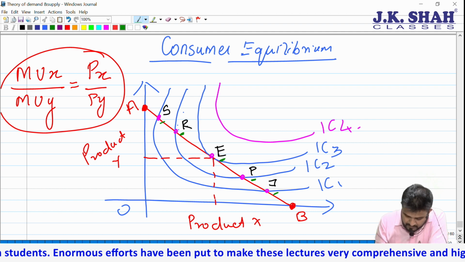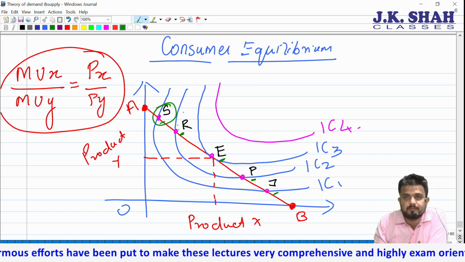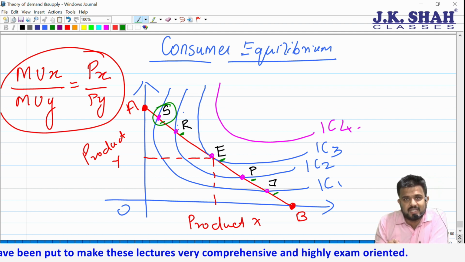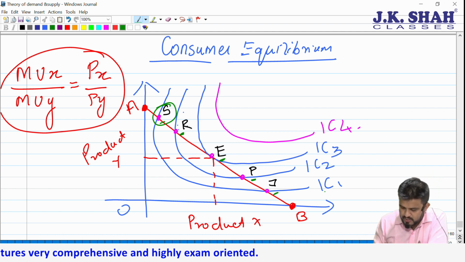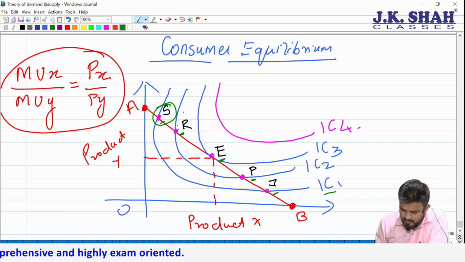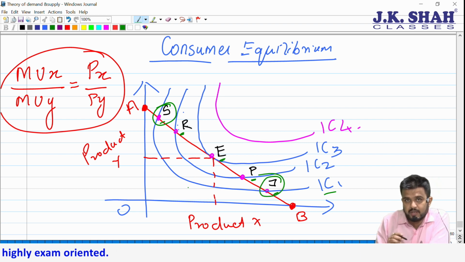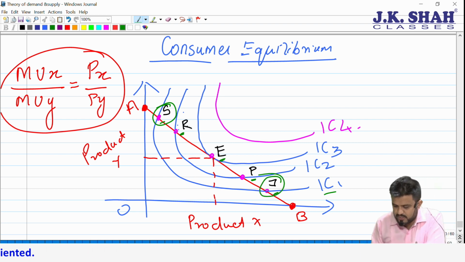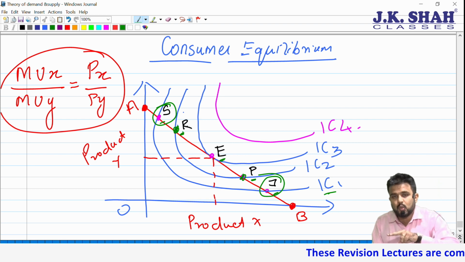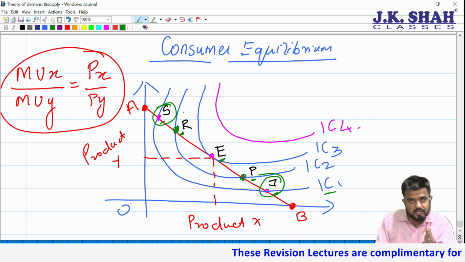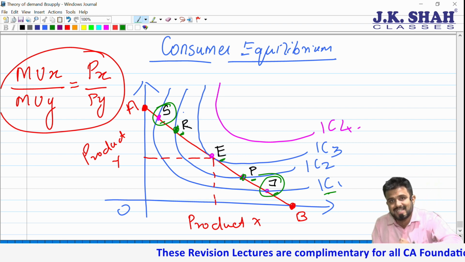Now if I select point S, it is on my budget line but satisfaction is the lowest because it is sitting on IC1. Same goes with J. It is on my budget but satisfaction is lowest. Point R and point P are sitting on IC2. They are on my budget line but still satisfaction is less.